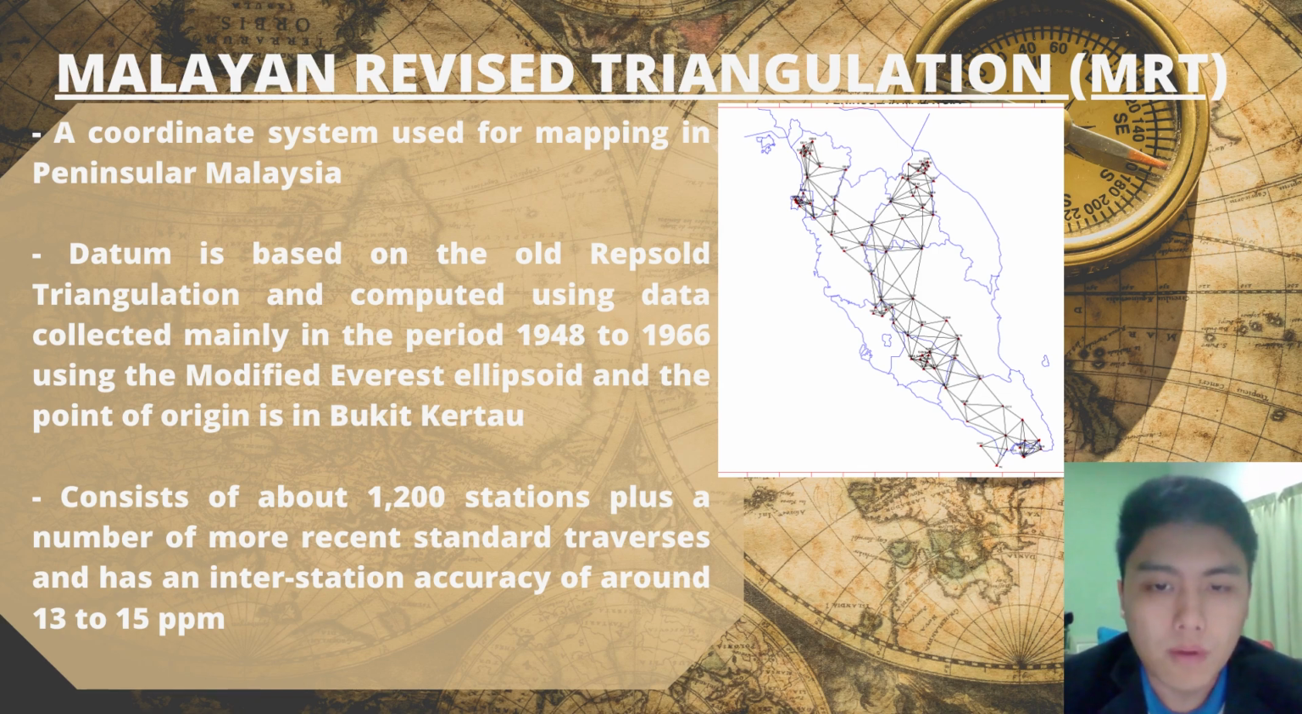It consists of about 1,200 stations plus a number of more recent standard traverses and has an interstation accuracy of around 13 to 15 parts per million. Coordinates in this system are known as MRT-48 coordinates, which represent a unified datum, spheroid, and projection for the whole peninsula.